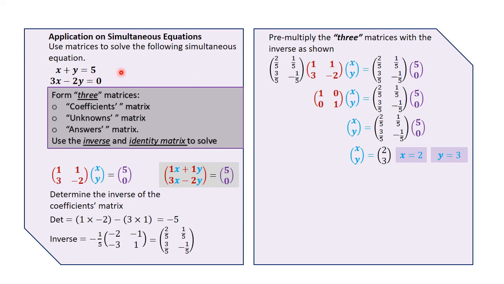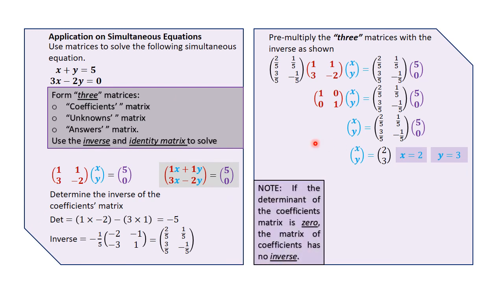x plus y is equal to 5, 3x minus 2y is 0. And you can always verify that, even using another formula. Having said that, let me say some 3 points as we wind up the lesson. Number 1, if the determinant of the coefficients matrix is 0, then that matrix has no inverse. If the matrix of the coefficients has a determinant that equals 0, therefore that particular matrix doesn't have an inverse, and therefore that means that the simultaneous equations have no solutions.